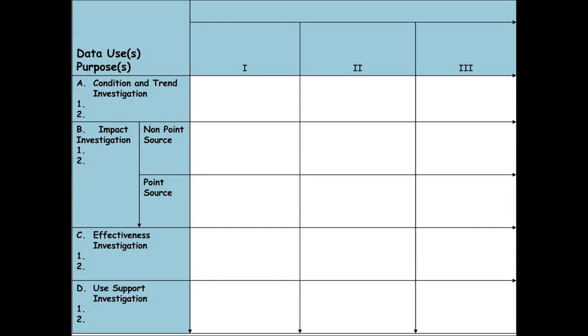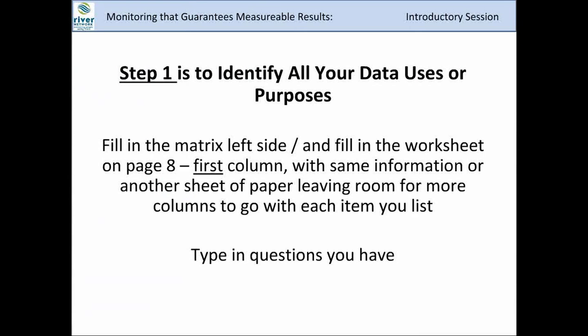What I want you to do is just brainstorm either on the table on page 5 or on the first column of page 8. I'm going to give you a couple minutes to just brainstorm your uses. How many of them are in A? How many of them are in B? Identify in your own language what are the purposes, either intended or existing, of the data that you're generating. If you have any questions, go ahead and type them in there, and we'll try to answer them. So you have about 3 or 4 minutes to do this.